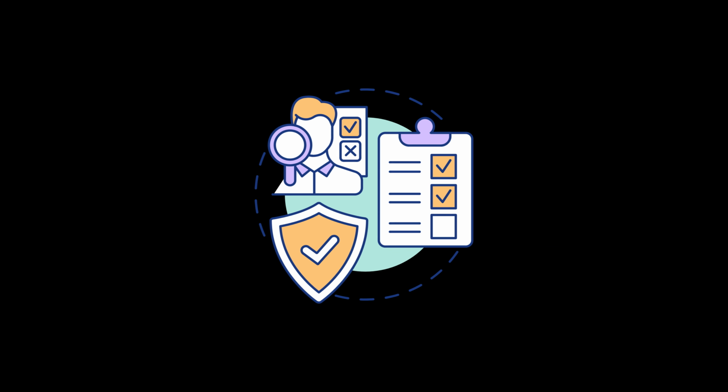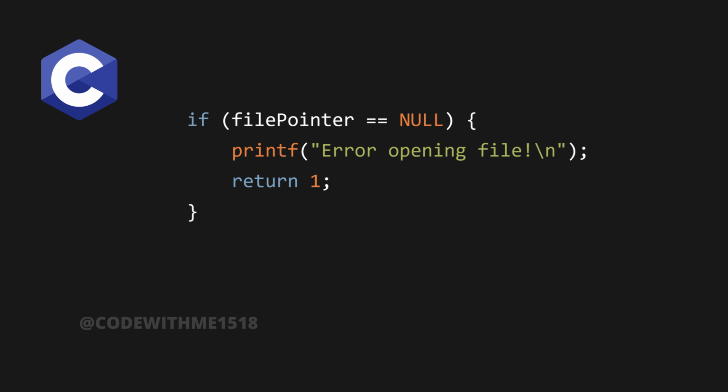Error handling in file operations. When working with files, things can go wrong. Maybe the file doesn't exist, or there's no permission to access it. That's why error handling is important. To check if a file was opened successfully, we use: if filePointer == NULL, print "Error opening file\n", return 1. This prevents crashes and allows you to handle errors gracefully.